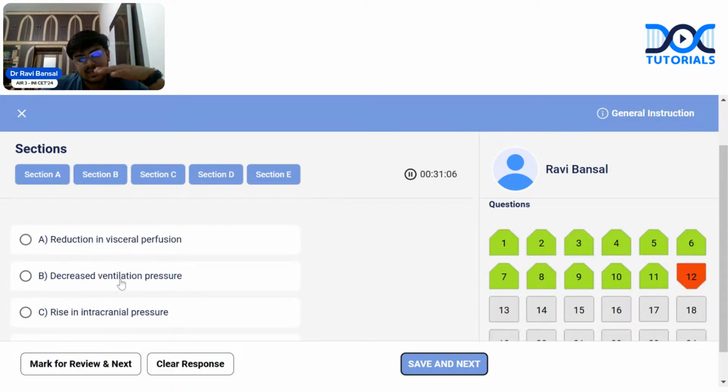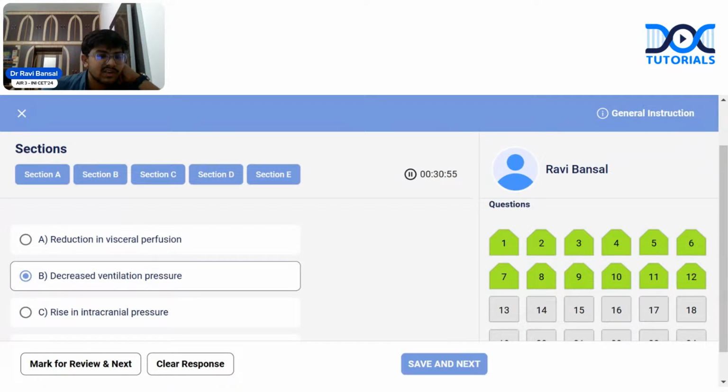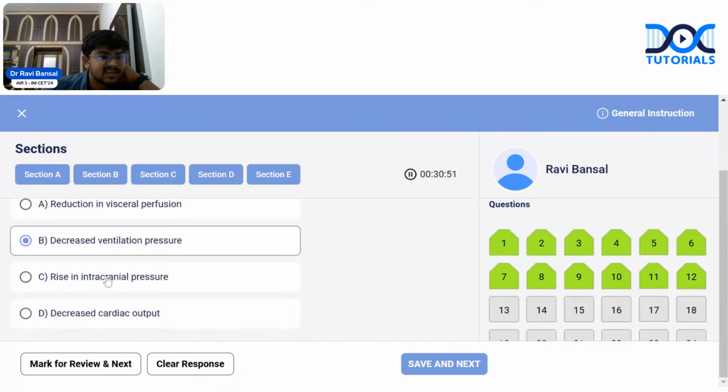When air is insufflated or intra-abdominal pressure increases, it pushes the diaphragm upwards, so you have to increase your airway pressure to breathe in. That's why we avoid laparoscopic surgery in COPD patients. Rise in ICP, obviously, or decreased cardiac output. When there is increased pressure in the abdomen, there will be reduced preload to the heart, so obviously cardiac output will be decreased.